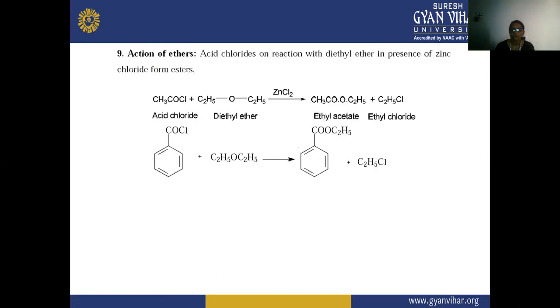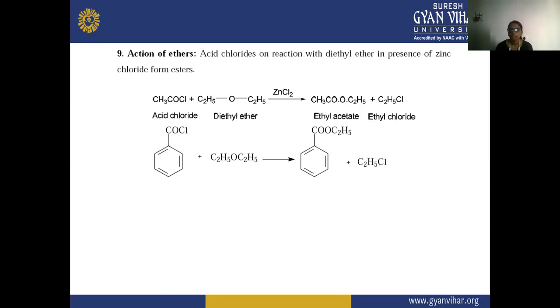So next is the action of ethers. In this, the acid chloride on reaction with diethyl ether in presence of zinc chloride forms esters. So here acid chloride is reacting with the diethyl ether in presence of zinc chloride, and there is a formation of an ester.